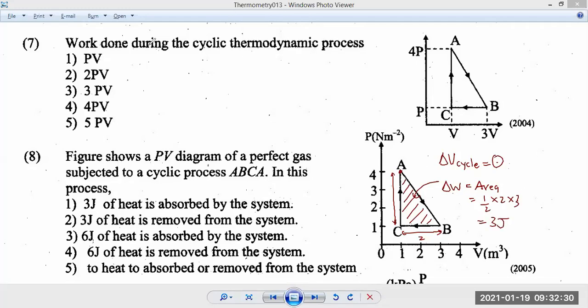Now the point you have to be careful about is whether it's positive or negative. It is positive. Why is it positive? Because it is clockwise, A, B, C, A, it's clockwise, right, fine. But the question is about delta Q, whether heat is absorbed or released. We all know the equation for delta Q, that is delta Q equals delta U plus delta W. Delta U is 0 for the cycle, delta W is 3 for the cycle, therefore delta Q is equal to plus 3 joules. Heat is absorbed by the system.